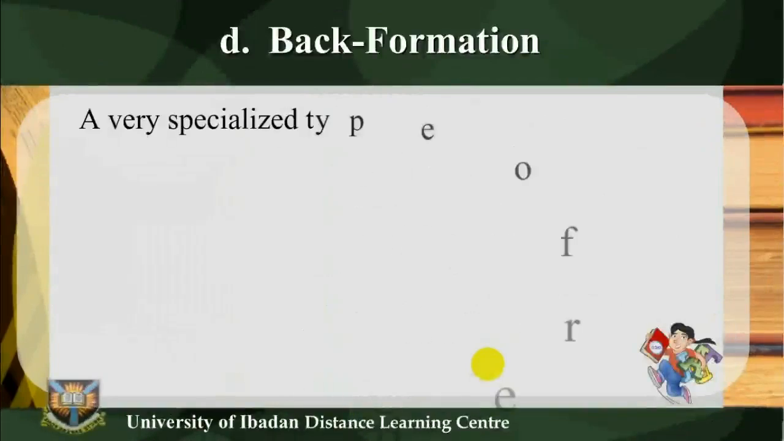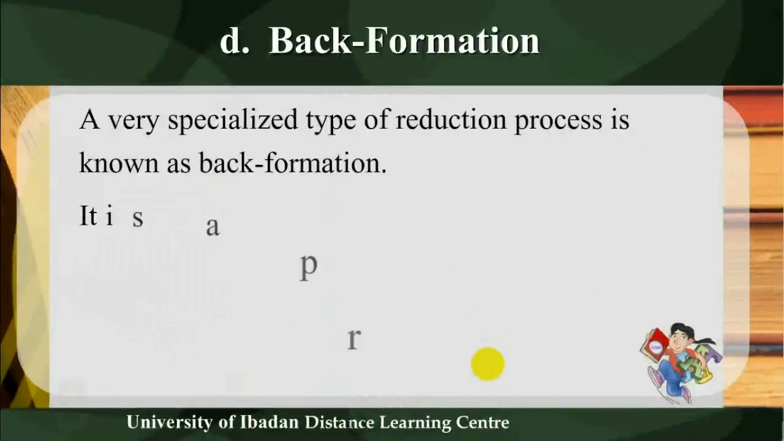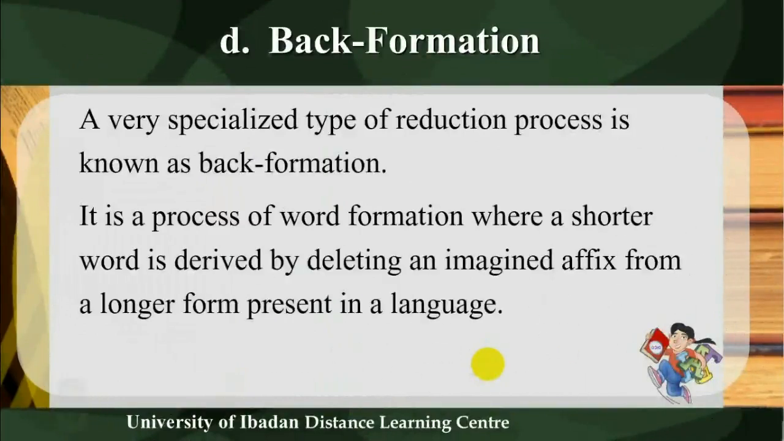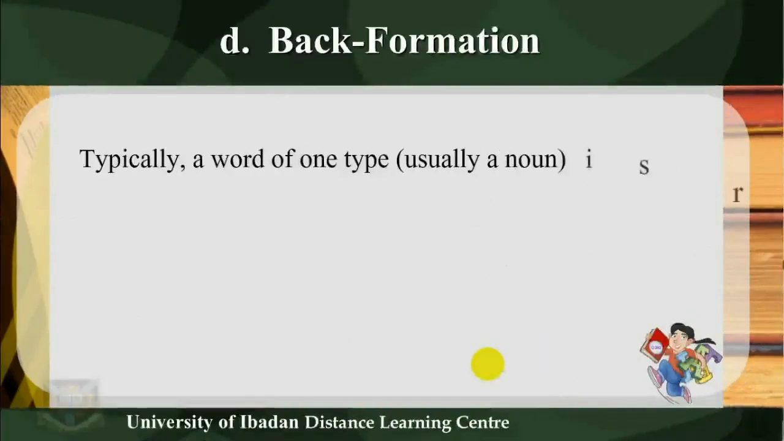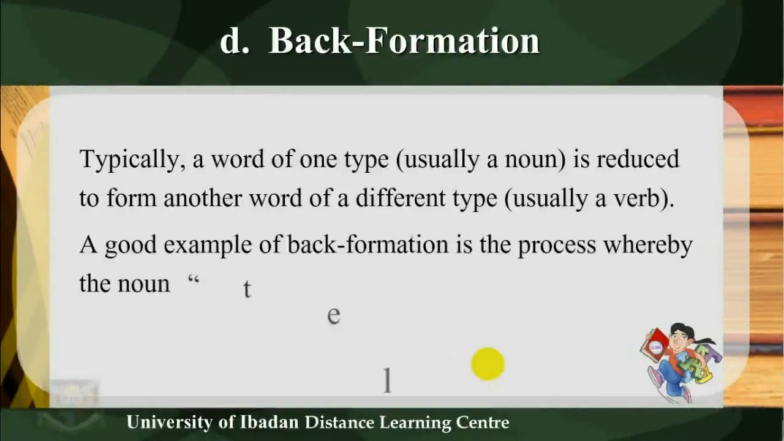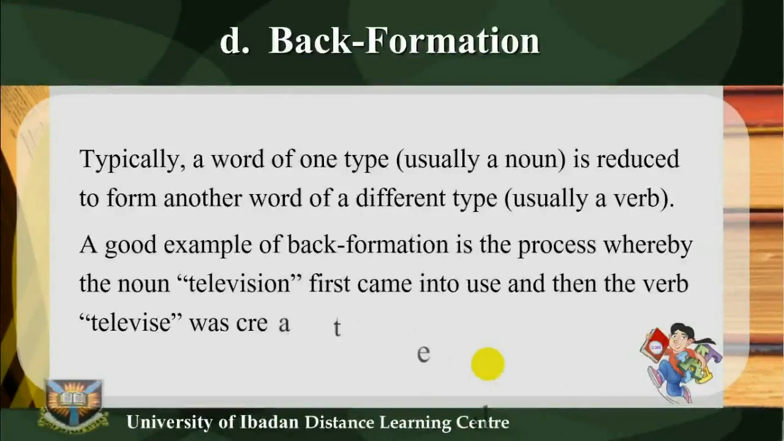D. Back formation. A very specialized type of reduction process is known as back formation. It is a process of word formation where a shorter word is derived by deleting an imagined affix from a longer form present in a language. Typically, a word of one type, usually a noun, is reduced to form another word of a different type, usually a verb. A good example of back formation is the process whereby the noun television first came into use and then the verb televise was created from it.